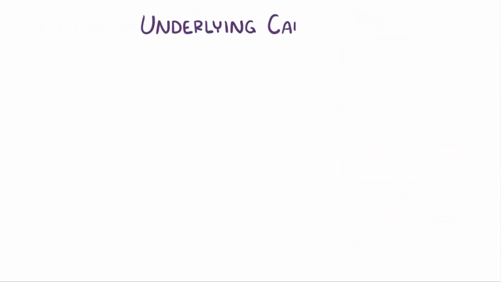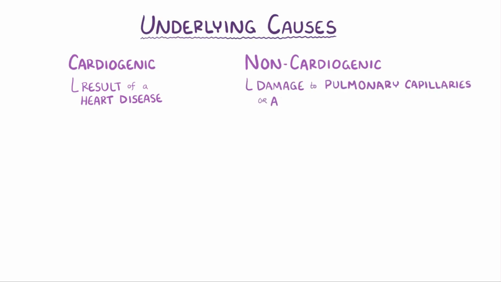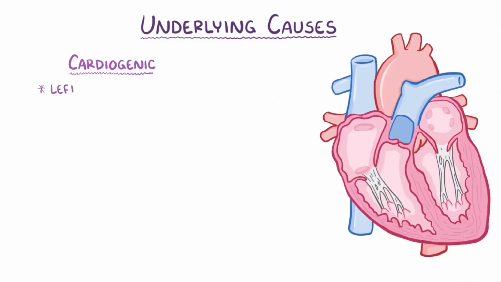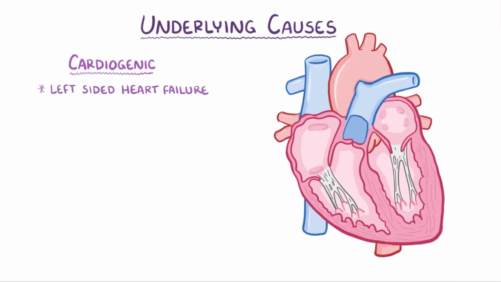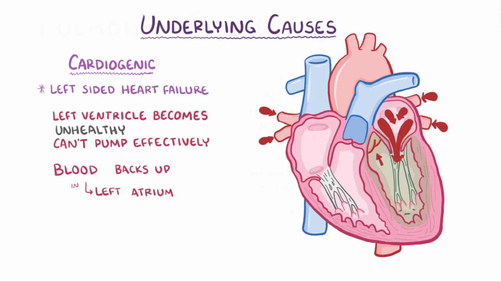Now, the underlying cause of pulmonary edema can be cardiogenic, meaning that it develops as a result of a heart disease, or it could be non-cardiogenic, which typically involves damage to the pulmonary capillaries or alveoli. The most common cardiogenic cause is left-sided heart failure. And in left-sided heart failure, the left ventricle becomes unhealthy and can't pump effectively, which means that blood starts to back up into the left atrium, and then the pulmonary veins and pulmonary capillaries.